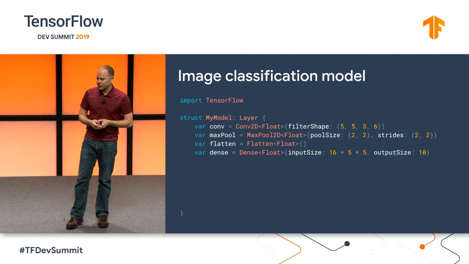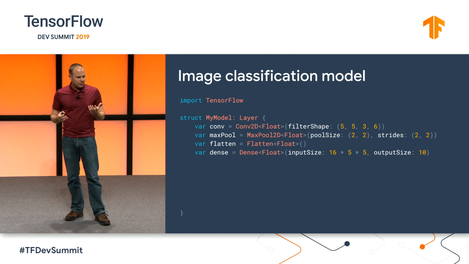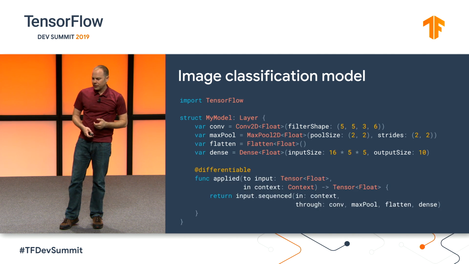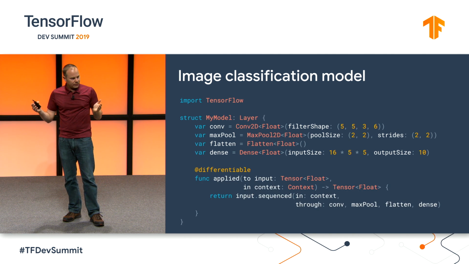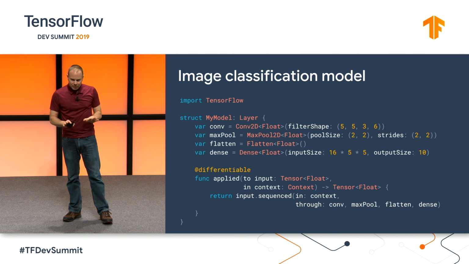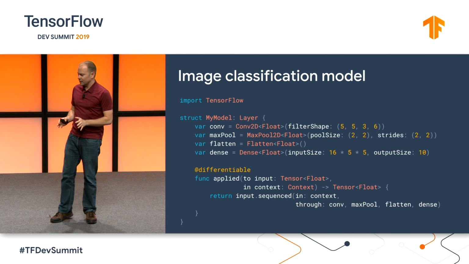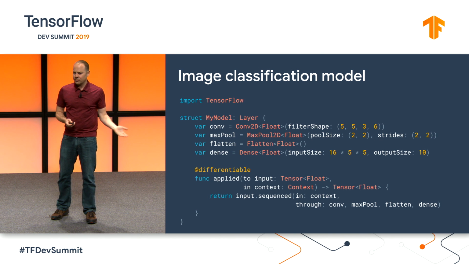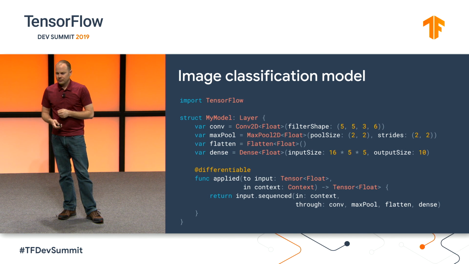Let's jump into a more relevant example. This is how you define a simple model in Swift for TensorFlow. As you can see, we're laying out our layers here. And then we can define a forward function, which composes them together in a linear sequence. Now, you've probably noticed that this looks a lot like Keras. And that's no accident, of course. We want you to be able to take what you know about Keras and bring it forward into this world as well.